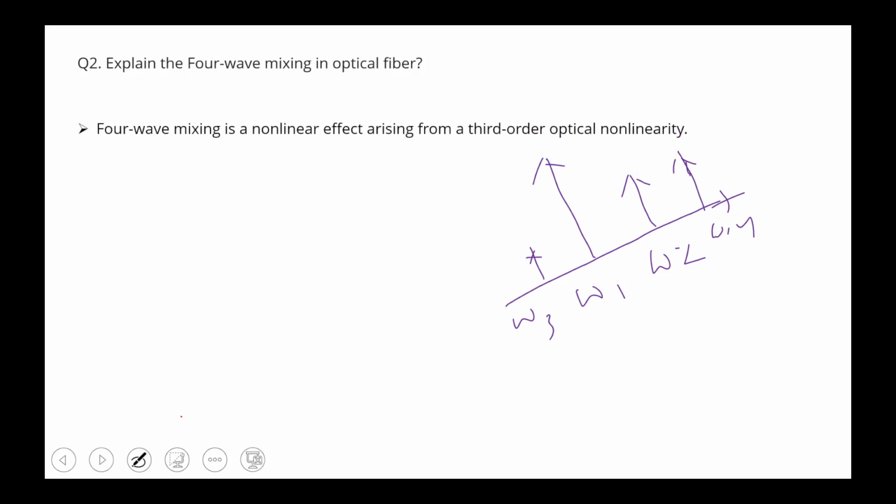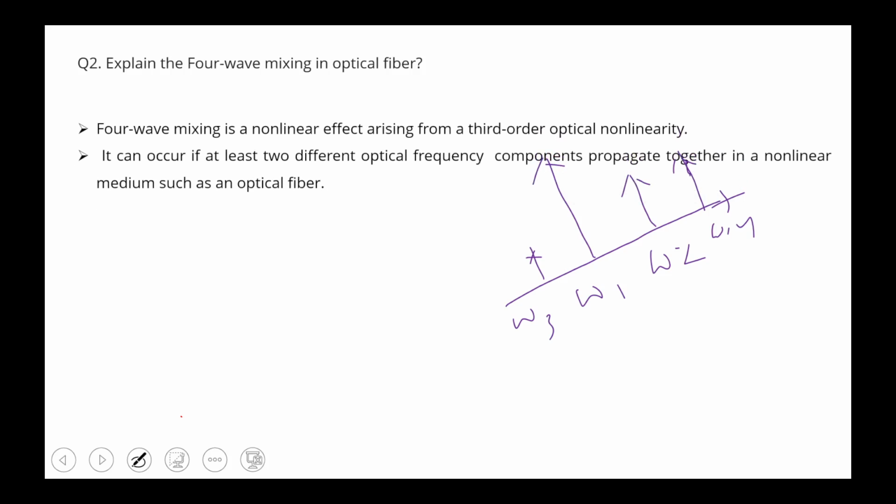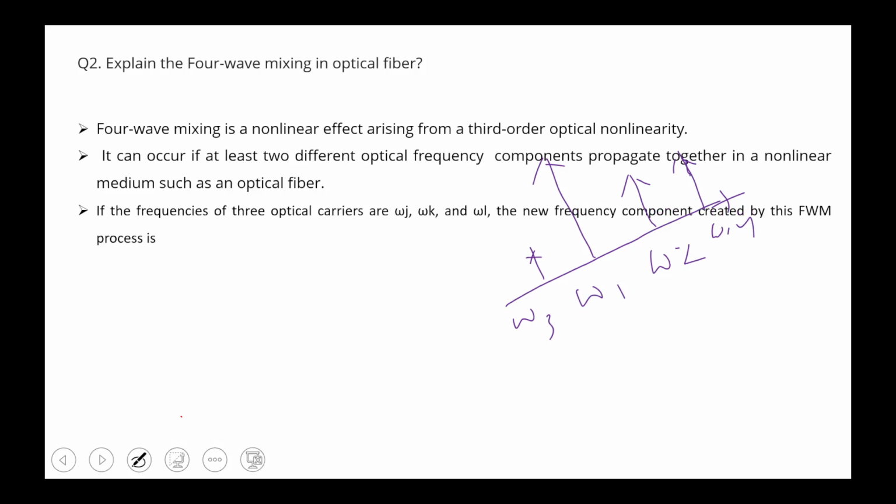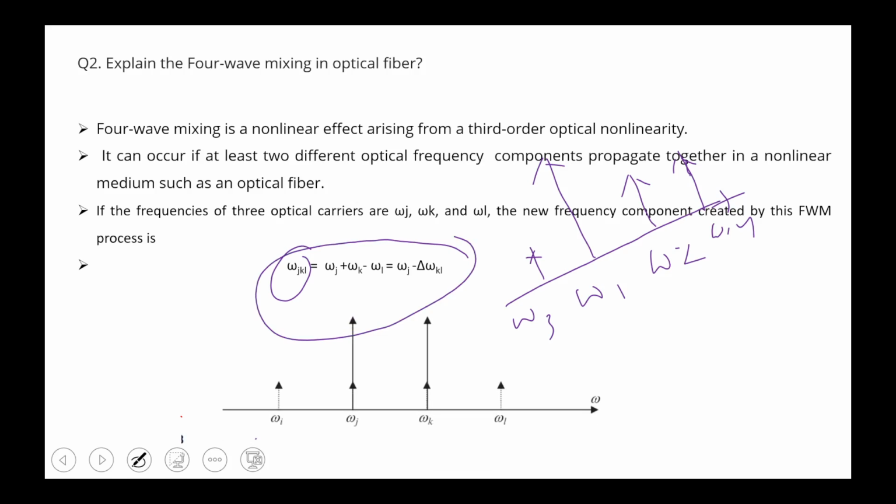It also arises from the third order optical non-linearity. It occurs if two different optical frequency components propagate together in a non-linear medium such as an optical fiber. There are optical carriers omega j, omega k, and a new frequency component caused by this. If we have omega j, k, l, we can calculate the new frequency component from this formula.